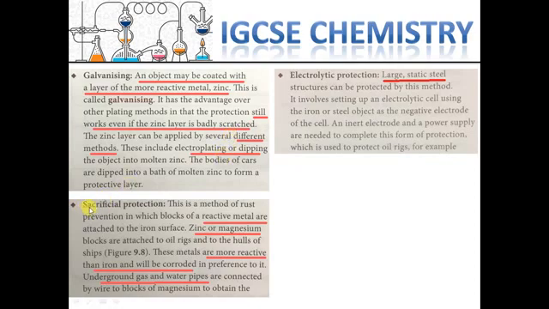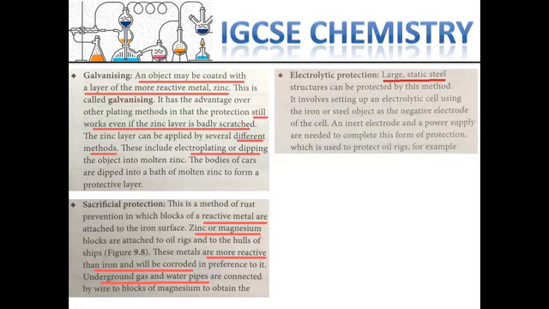The next one is sacrificial protection. Reactive metals, zinc or magnesium, are attached to the iron surface. This looks like galvanizing, but they use zinc or magnesium on some part of the metal. And another one is electrolytic protection, which can be used for a very large and static steel structure.